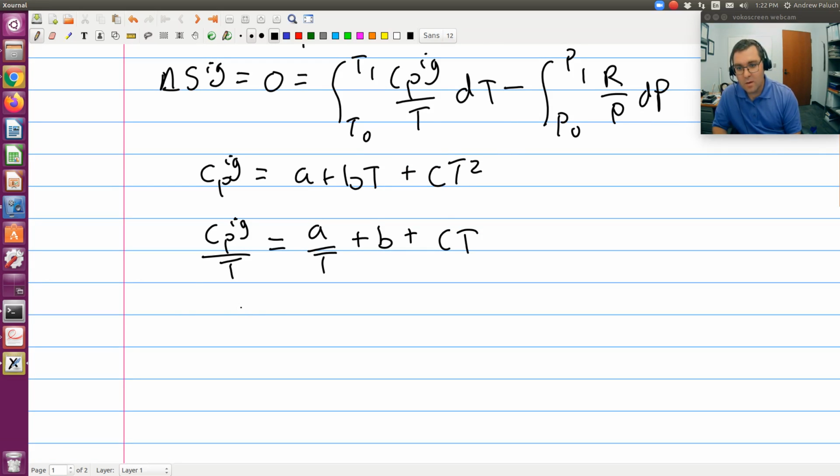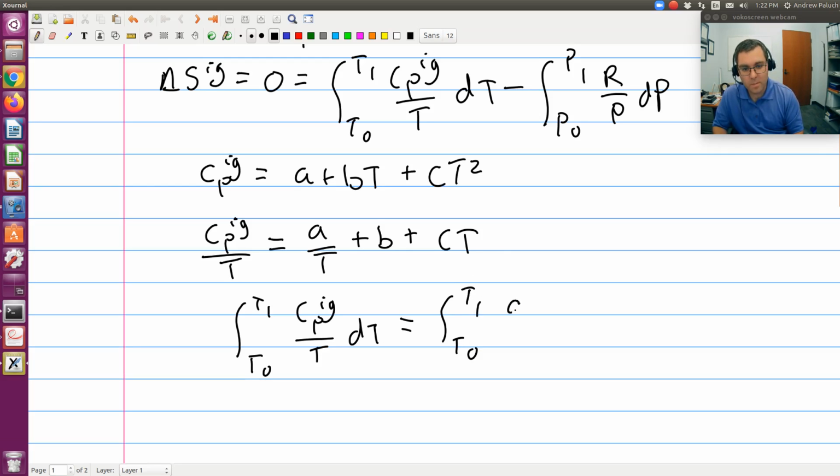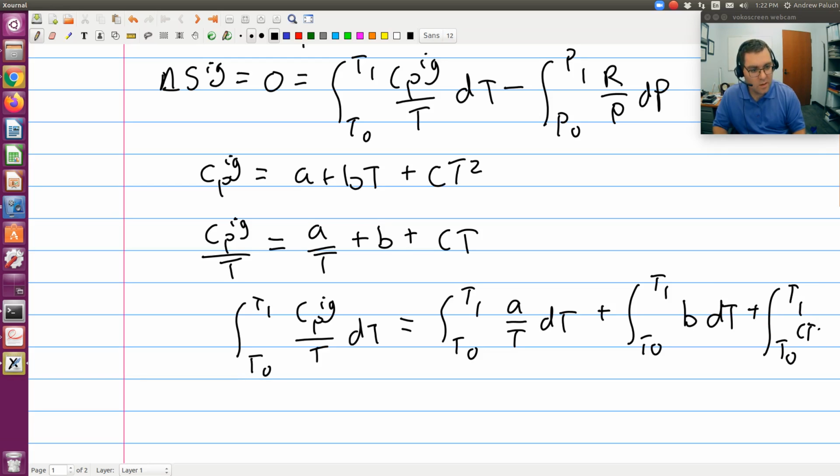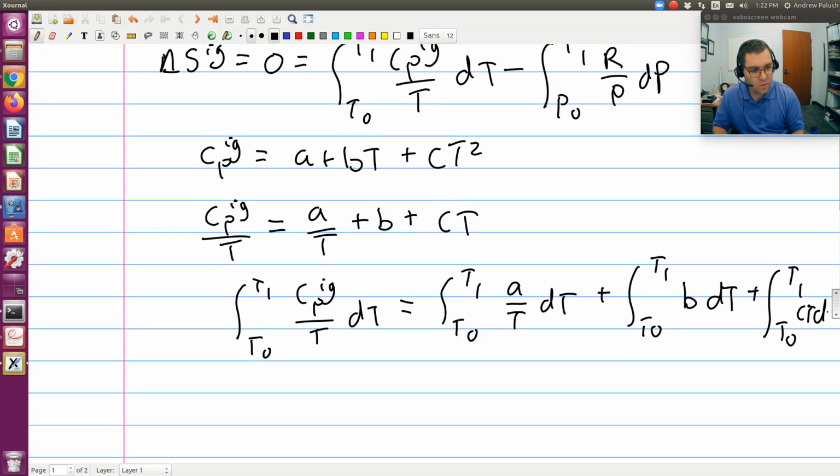Therefore, the integral from T naught to T1 of Cp ideal gas over T dT, I could equivalently write as a sum of pieces, since I just have addition over here: the integral from T naught to T1 of A over T dT, plus the integral from T naught to T1 of B dT, plus the integral from T naught to T1 of CT dT. Oop, I'm getting a little close to the edge of the screen.